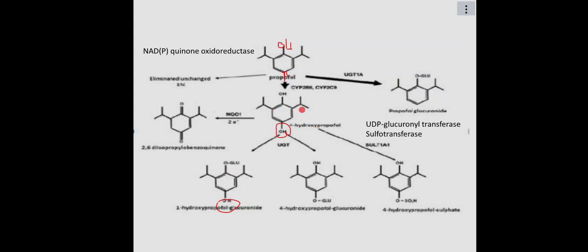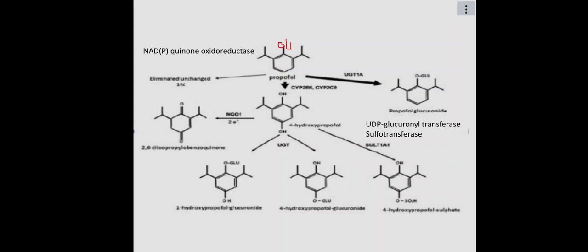using the enzyme NADP quinone oxidoreductase, NQO1, it can undergo oxidation to the quinone. That is oxidation to the quinone. And obviously, even the quinone also can cause a lot of toxicity, because the quinones are also very strong electrophiles because of this oxygen pulling away electrons. So that is the metabolism of propofol.